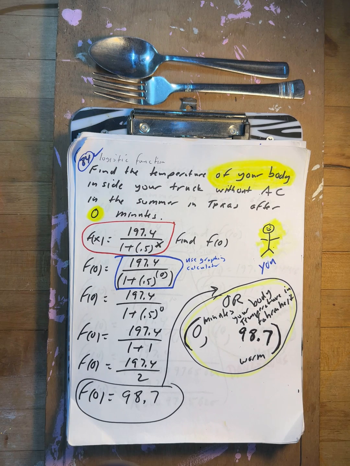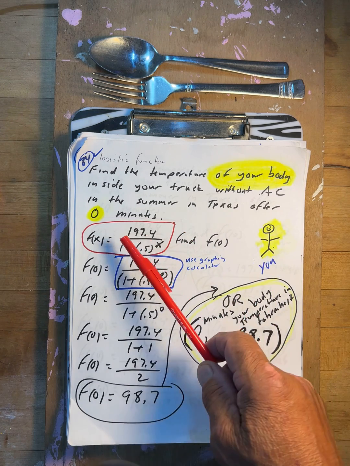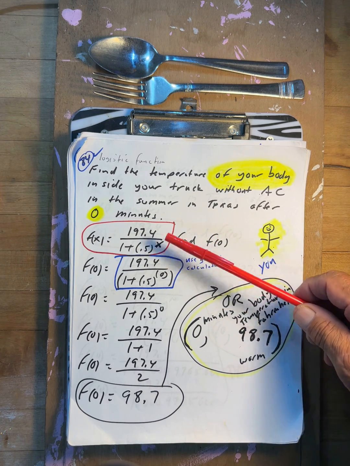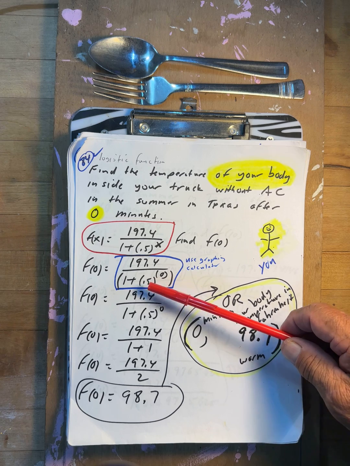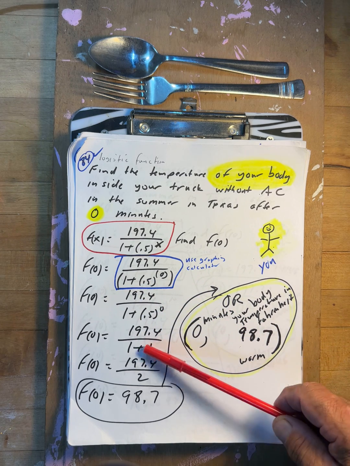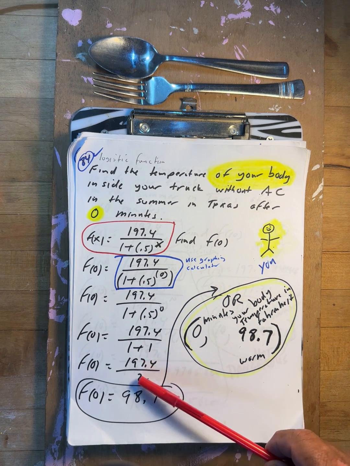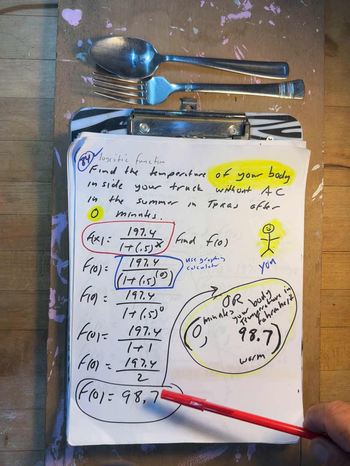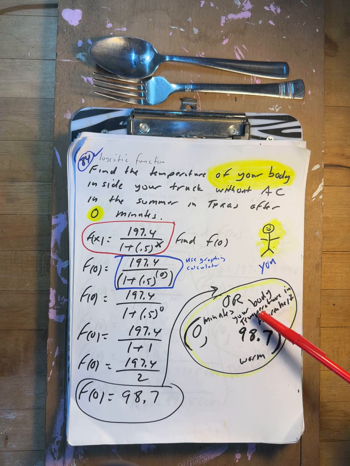Find the temperature of your body inside your truck without AC in the summer in Texas after 0 minutes. So put a 0 in there for the function, the logistic function. 0, so 0.5 to 0 is 1. 1 and 1 is 2. Divide these numbers, here is going to be 98.7. So after 0 minutes, your body temperature in Fahrenheit is 98.7. Yeah, that's good. You're just warm.